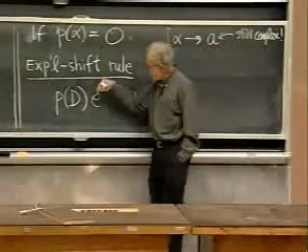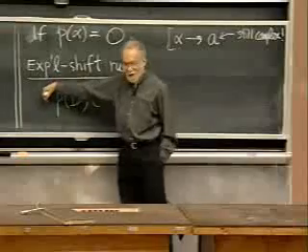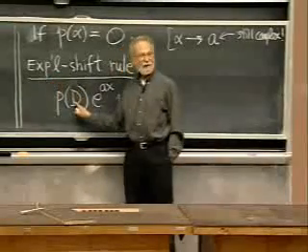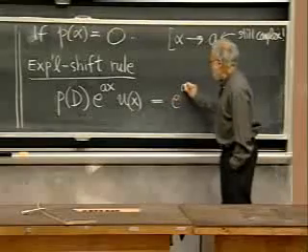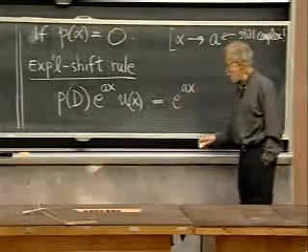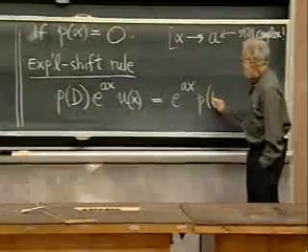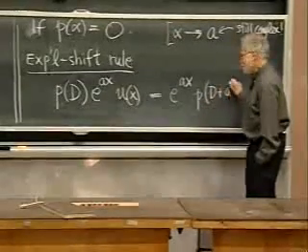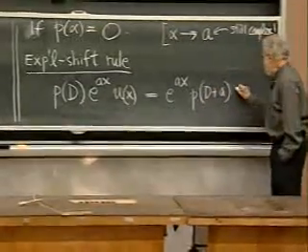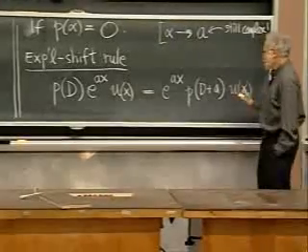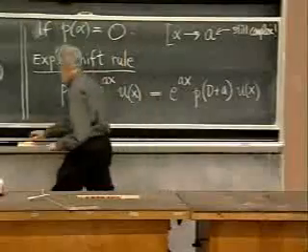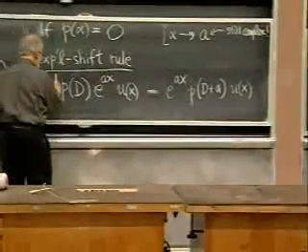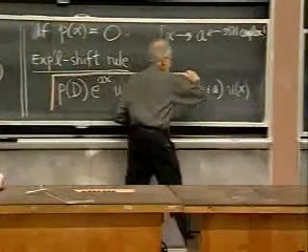And all you have to do is, when it passes over that operator, it changes d to d plus a. So the answer is e to the ax, it's there, it's passed over. But when it did so, it changed d to d plus a. And what about the u? Well, the u just stayed there. Nothing happened to it. Okay, there's our orange formula. I guess we better put a box around the whole business.